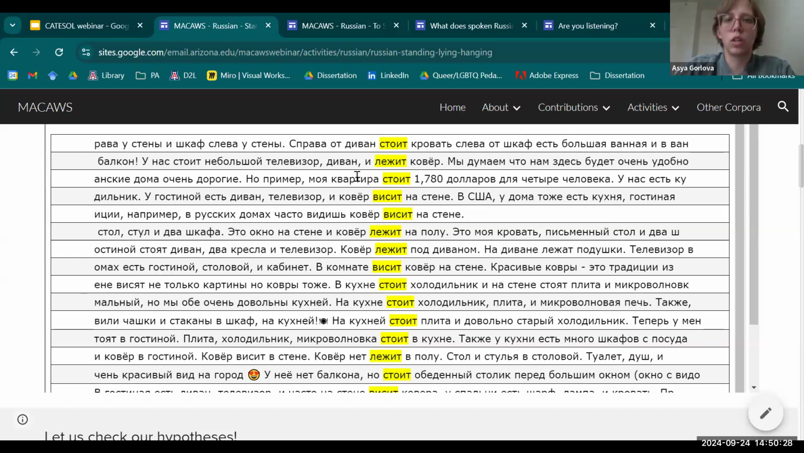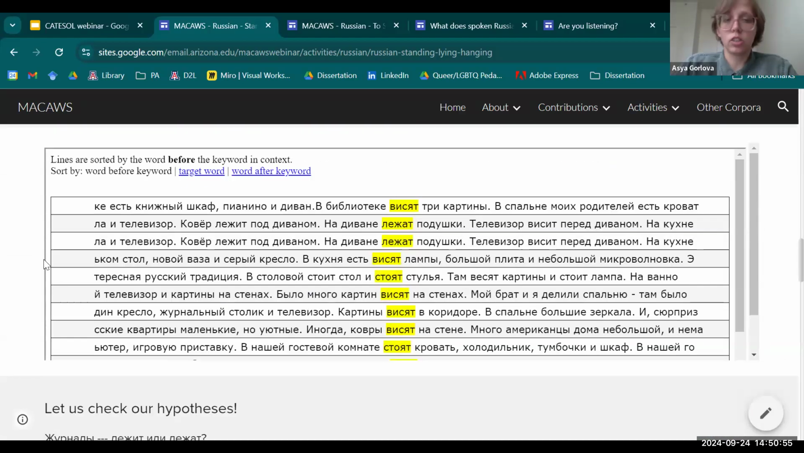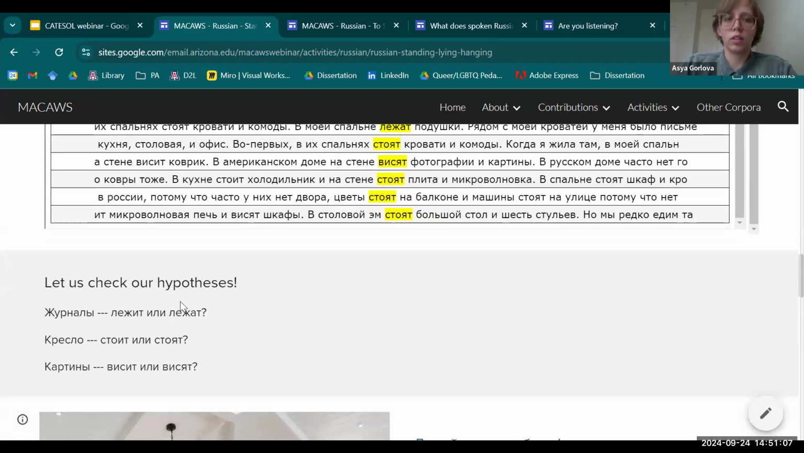So, for example, we would use the verb stand when we talk about furniture that has legs, so to speak, or, you know, if it's a carpet or a rug, it lies down. And very few things usually hang, things like curtains and, I don't know what else hangs actually. And yeah, so basically this is how a lot of the activities are built around students looking at the concordance lines and analyzing the contexts, and then using that context in a controlled exercise.